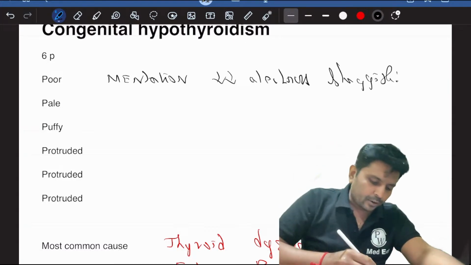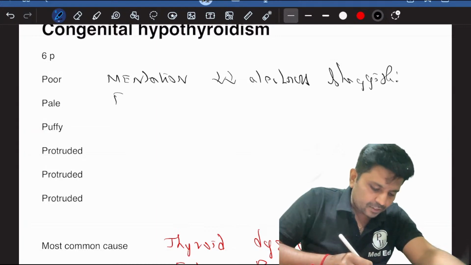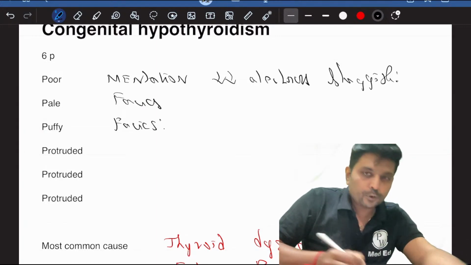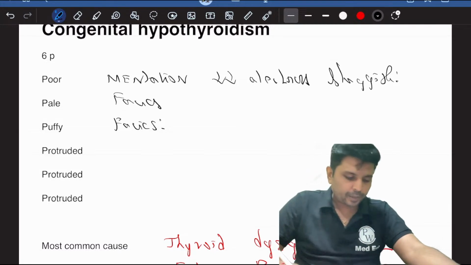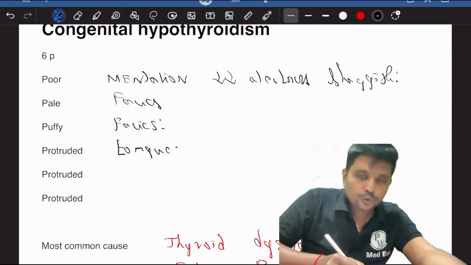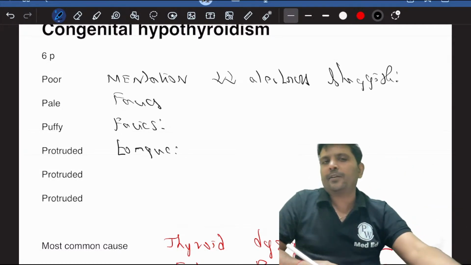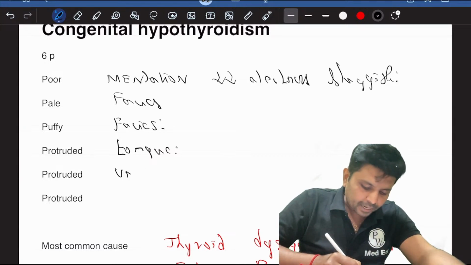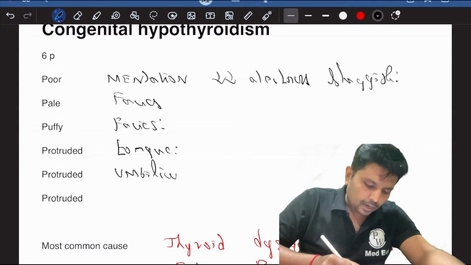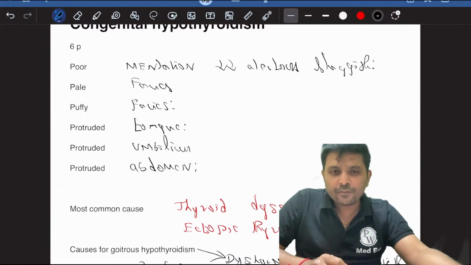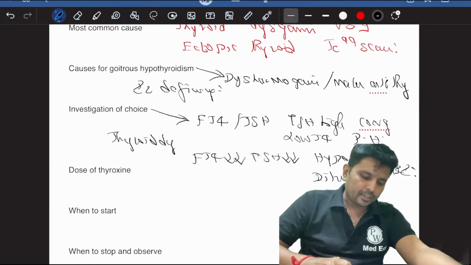Second one is pale faces, puffy faces because of glycosaminoglycan deposition. And then you have protruded tongue. Any newborn with protruded tongue should be investigated for congenital hypothyroidism. Protruded umbilicus and then protruded abdomen. All these things are 6 P manifestations of congenital hypothyroidism.